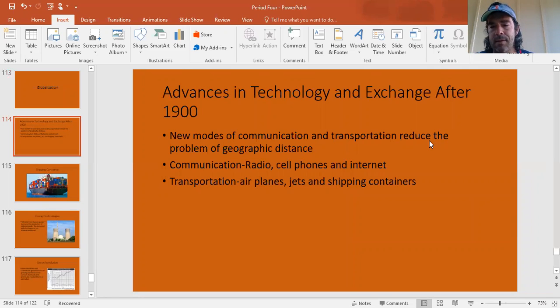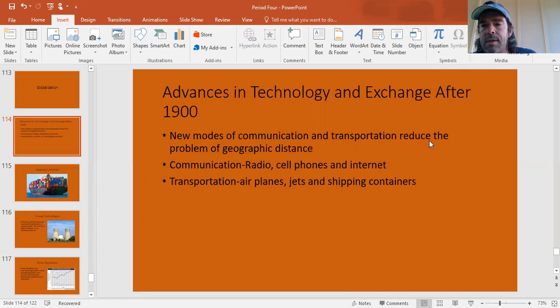Radio, cell phones, internet being the big ones, being the big ways that communication can take place, both through the masses and individually. You could also throw television in here, which I think is a really great point for doing that. Movies are going to increase communication technology.